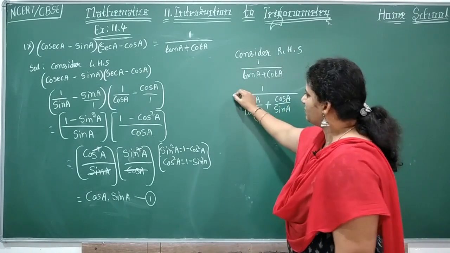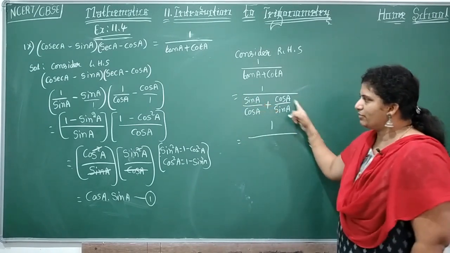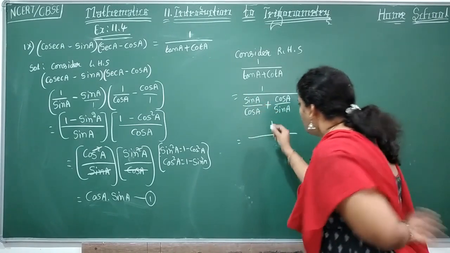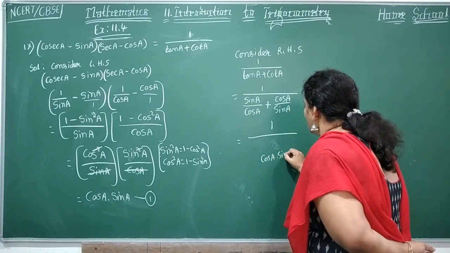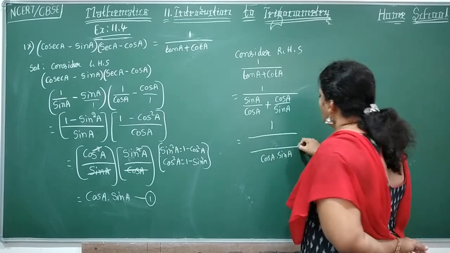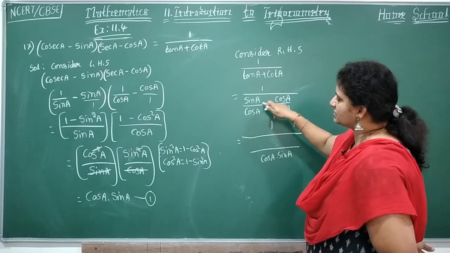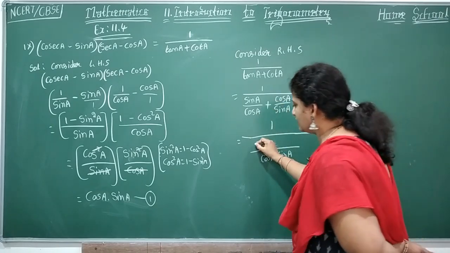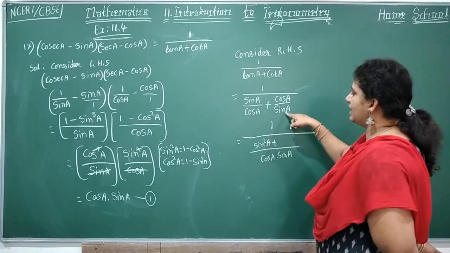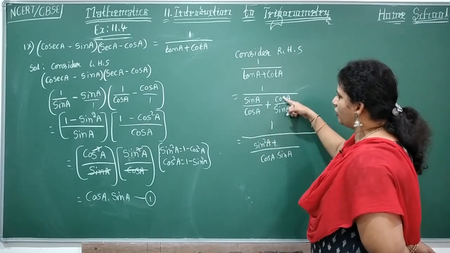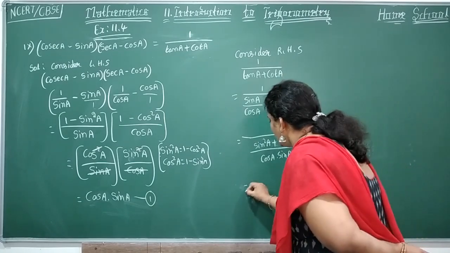So now next step here, children, what we need to do? Let's do the LCM of this denominator. What is the LCM here? Cos A into sin A is your LCM. So here already cos A is there, so what is missing? Sin A. Multiply sin A into sin A, it will be sin square A. Plus here sin A is there, what is missing? Cos A. Cos A multiplied to the numerator, cos square A.